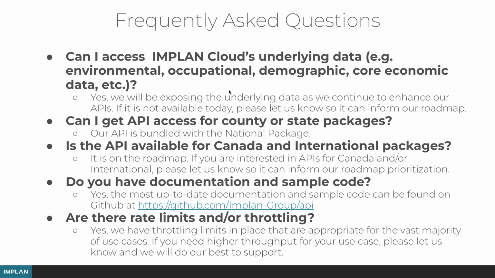And the last one we heard a lot is, are there rate limits or throttling? We do have throttling in place, something appropriate for the vast majority of use cases. It's a fairly high number. We want to have that on an externally facing endpoint for security reasons. If there is a use case where you need higher throughput, please let us know, and we'll do our best to support that. For rate limits and metering, we're not currently doing that. We want to encourage applications to call the API, use it, and get as much value from it as possible.